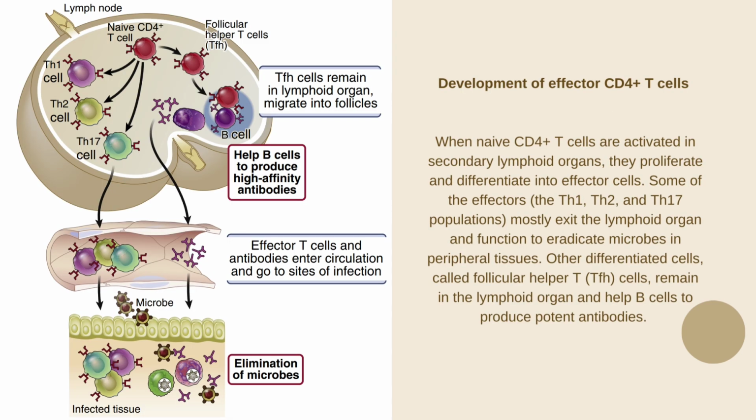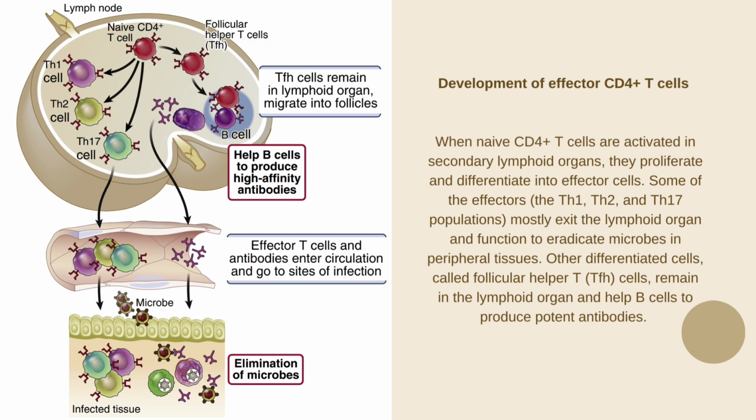This image shows the development of effector CD4+ T cells. Many of these cells leave the peripheral lymphoid organs and migrate to sites of infection, where their cytokines recruit other leukocytes that destroy the infectious agents.